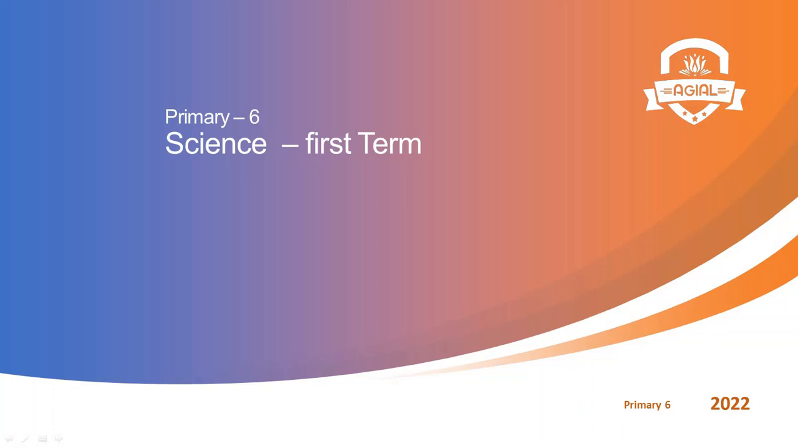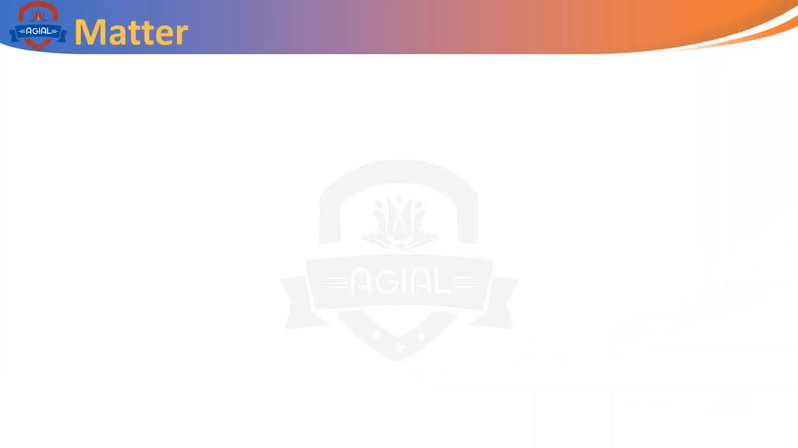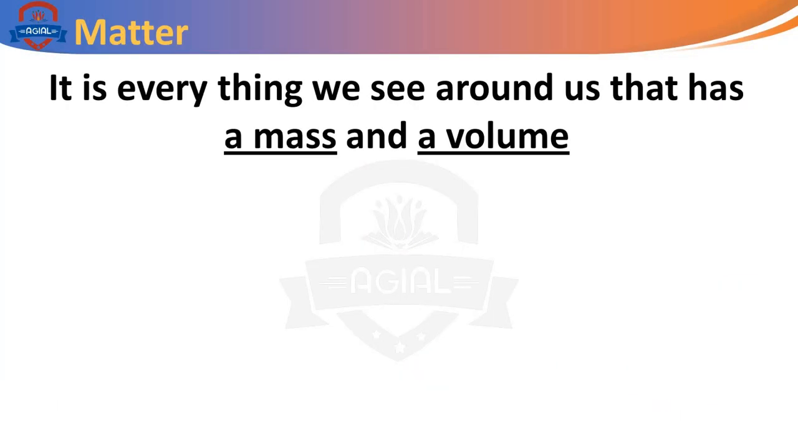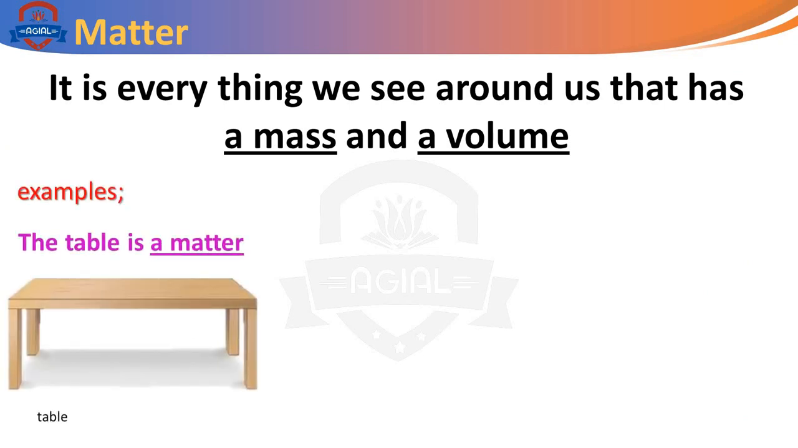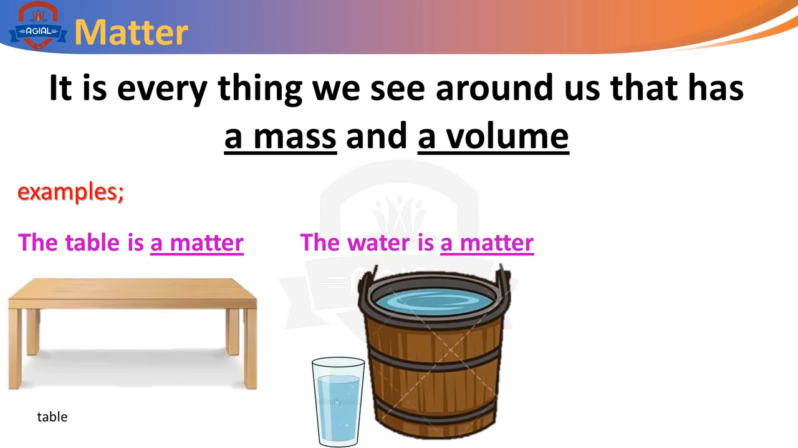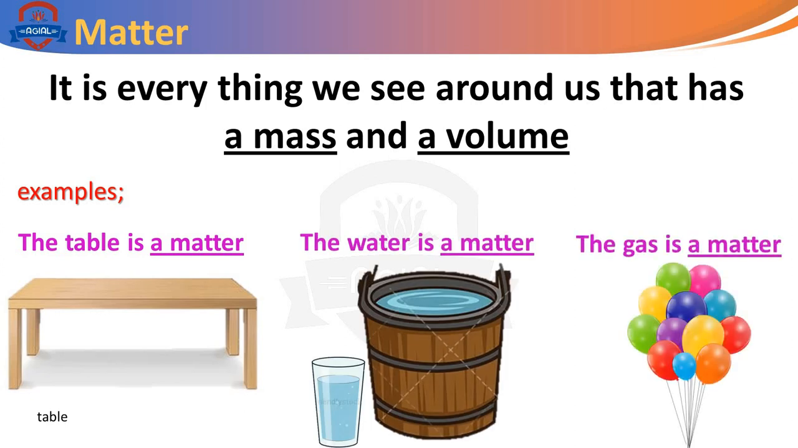Let's start our first lesson in Unit 1. But before starting, we will talk about something we studied in primary four called matter. We said that matter is everything we see around us that has mass and volume. For example, the table is matter, the water is matter, and the gas is matter.